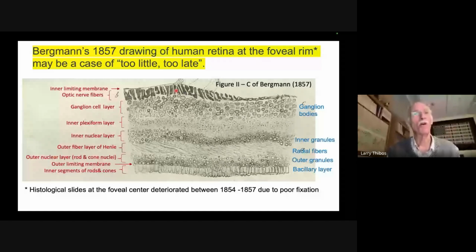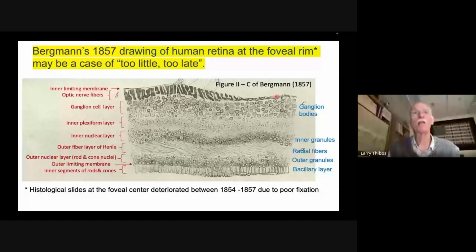And here's the best example he could come up with. This is the best he could offer, which unfortunately doesn't show the retina right in the center of the fovea, but it's nearby. It's at the foveal rim. And what you can see is the optic nerve fibers up here are thinning out. It's actually extra thick just outside the fovea. He said that's where they're piling up, and then it thins out very much, so there are no optic nerve fibers in the center. And likewise, the ganglion cell bodies pile up outside the fovea. It's extra thick here, and then it's going to thin out.